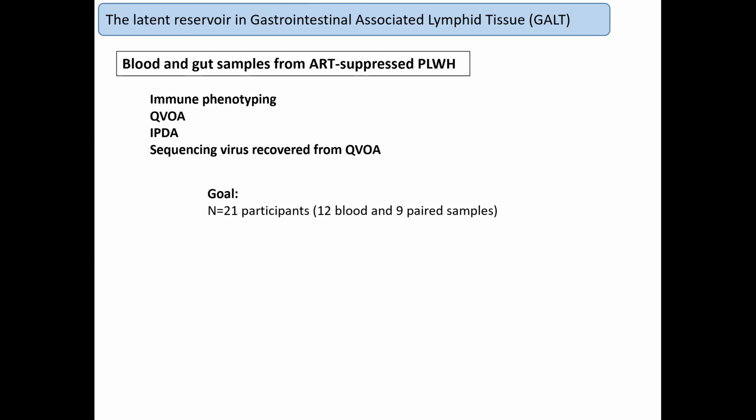So for this, we are collaborating with Mark Siegel and Linda Witkin at MFA, and we are trying to get paired samples from blood and gut from ART-suppressed people living with HIV. We are performing immunophenotyping, QVOA, and the intact provirus DNA assay that Brendan has already optimized in the lab. And then we want to sequence the virus recovered from QVOA, similar to what Rebecca was presenting. The goal is to have 21 participants, 12 for blood and 9 paired samples with gut, with 1 year apart.